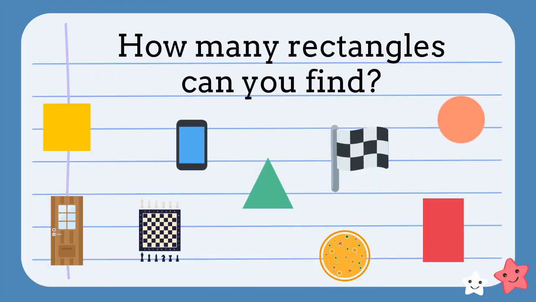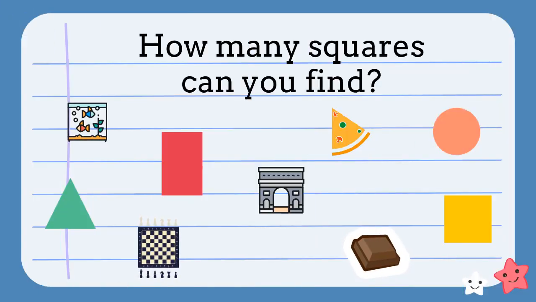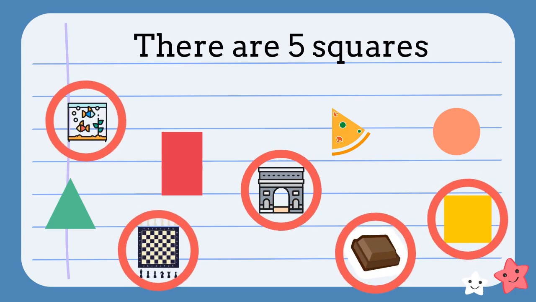How many rectangles do you see? That's right, there are four rectangles. How many squares do you see? That's right, there are five squares.